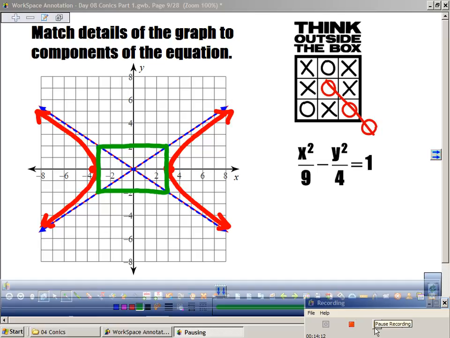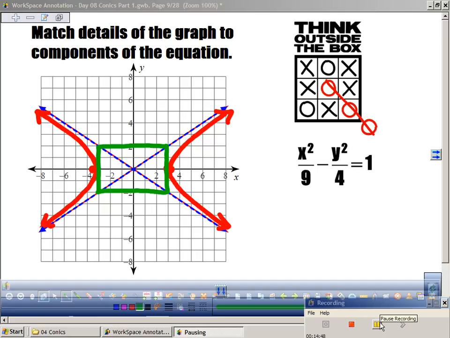Notice the only thing different from the ellipse is it's a minus sign instead of a plus sign. It's the only difference. Okay? It makes a whole, we're going to argue that one too.